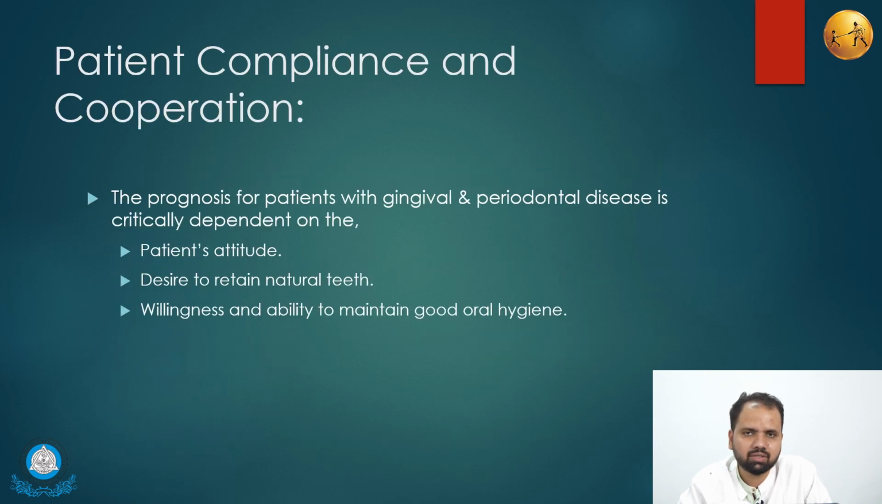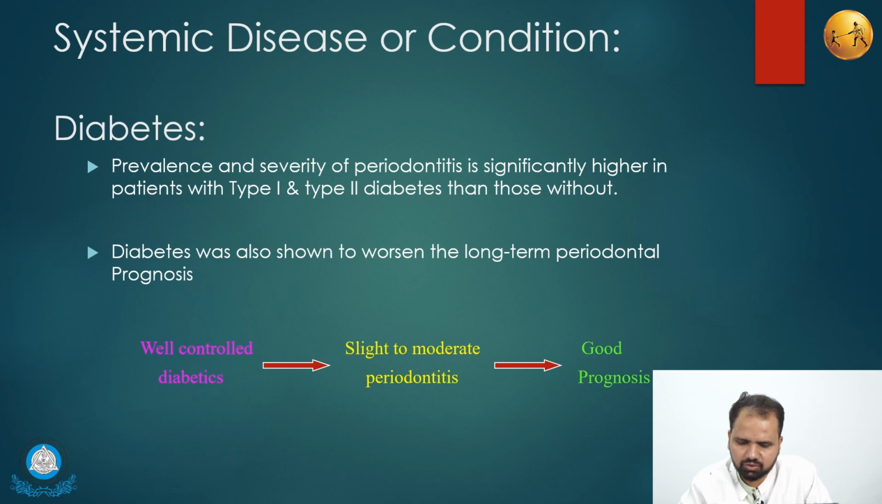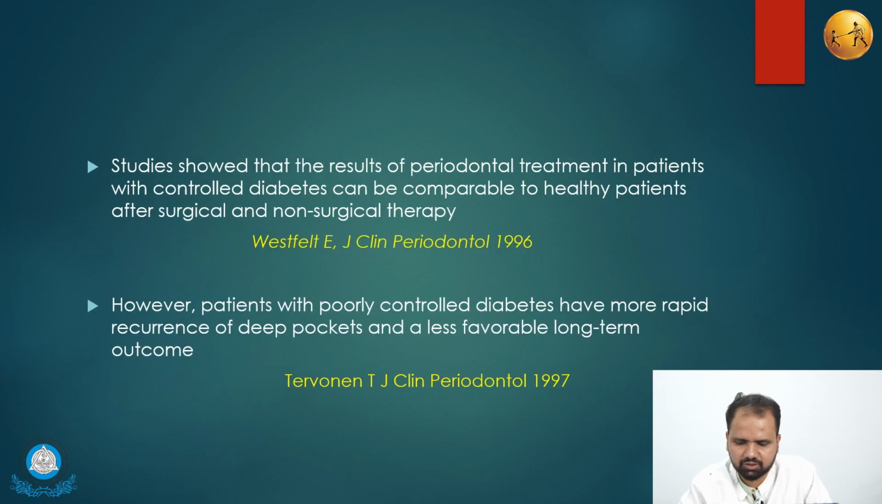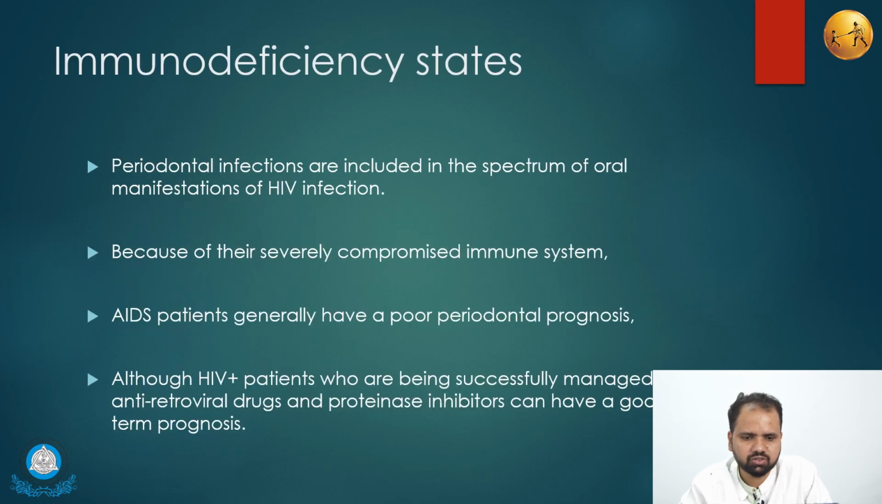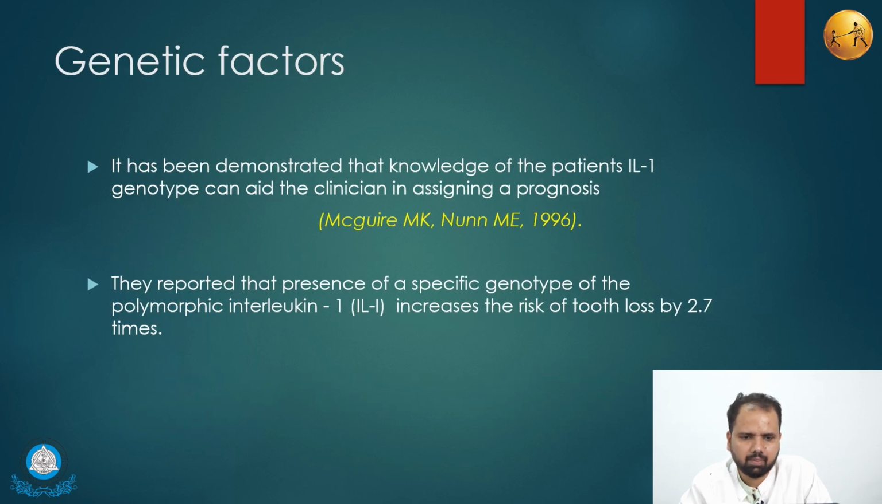Then again, patient compliance and cooperation. If the patient is compliant and cooperative with all the preventive measures which we have suggested to the patient, then the type of prognosis that we expect from that particular patient would be good. Systemic factors include diabetes and other diseases such as hypertension, immunodeficiency states, genetic factors, and stress.